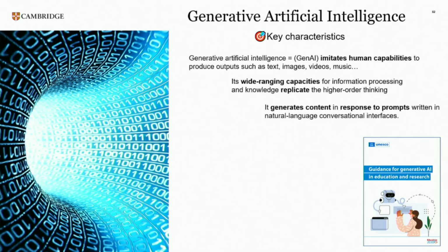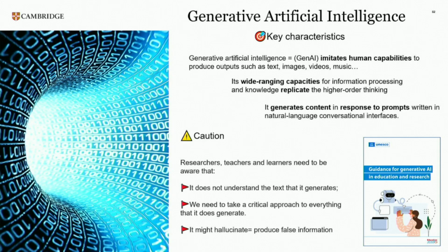This also comes from the guidance from UNESCO. But as I told you, there are some elements of caution. We are not going to dwell into that much further, but they are always in the back of our minds. And they are the first thing, the first red flags, and UNESCO calls our attention to that. Teachers, researchers, learners, we need to understand that we need to take the critical approach. It's our duty, because we think, and that is just a machine. The machine generates text that it does not understand. Of course, it's a machine. And it might hallucinate, which means in the context of computing, to produce false information. We have to keep this in mind.